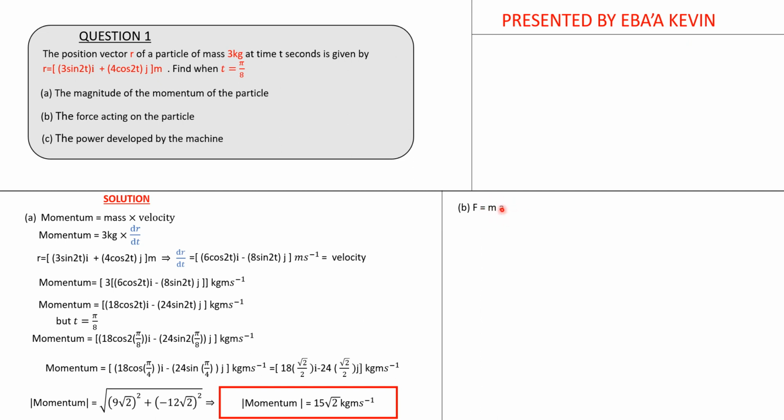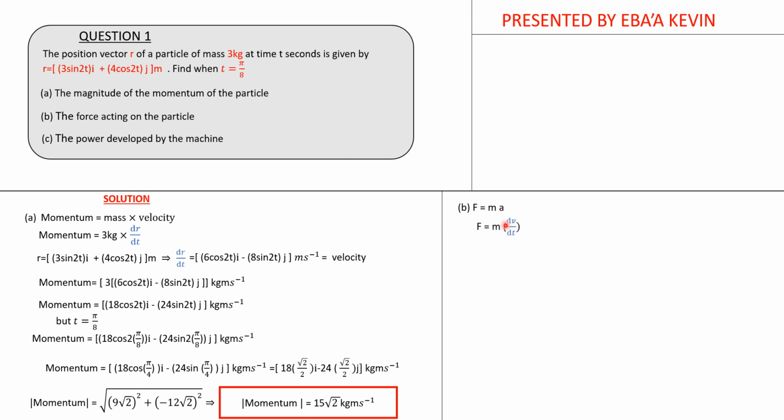In this case, the acceleration, we are simply going to differentiate the velocity which we obtained here with respect to time. It is just the same process of differentiating. It's just a matter of differentiating the velocity in order for us to get the acceleration, because the mass is already given to be 3 kilograms. So the only thing that we need here is the acceleration, which is dv dt.